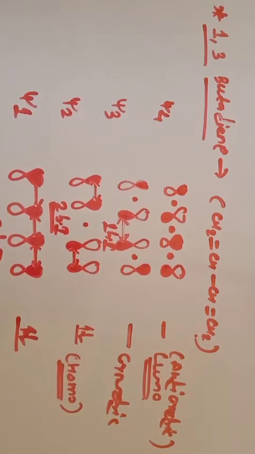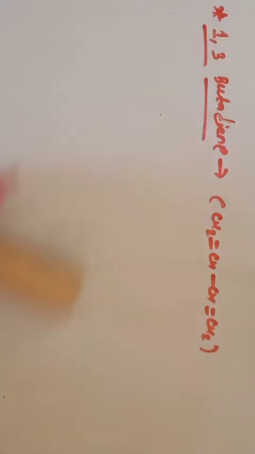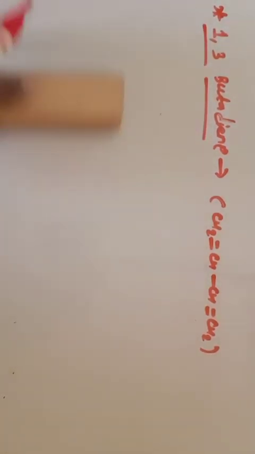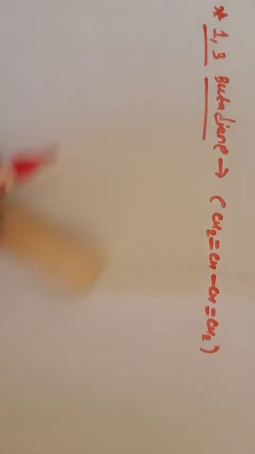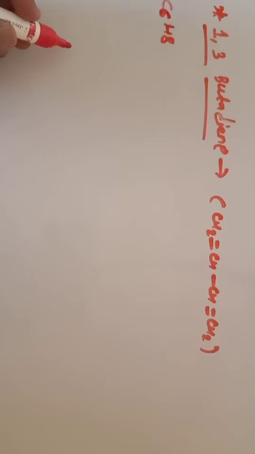Let us discuss one more example, that is C6H8. It is not cyclic, it is a linear pi system. Because we have so far discussed only linear systems, in the next lecture we will discuss the cyclic system. So C6H8: a total of 6 carbons, which means a total of 6 wave functions.